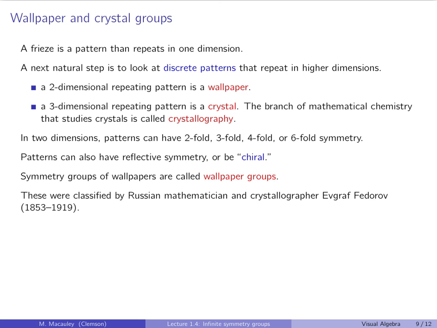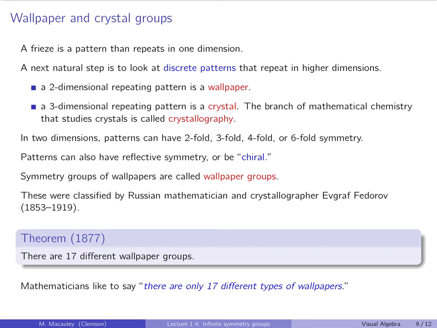Symmetry groups of wallpapers are called wallpaper groups. These were classified by Russian mathematician and crystallographer Evgraf Fedorov in the late 1800s. In particular, he proved that there are 17 different wallpaper groups, in contrast to the 7 frieze groups in one dimension.